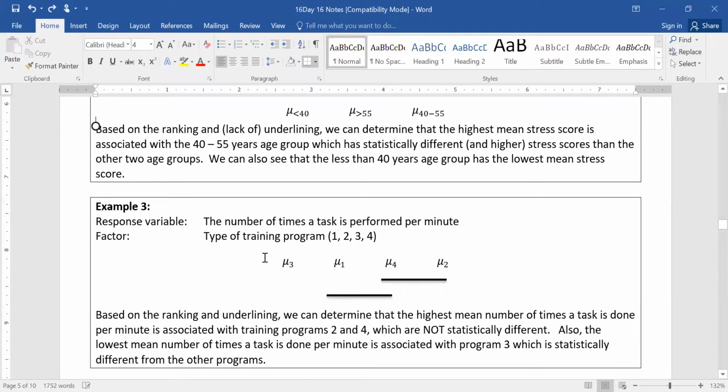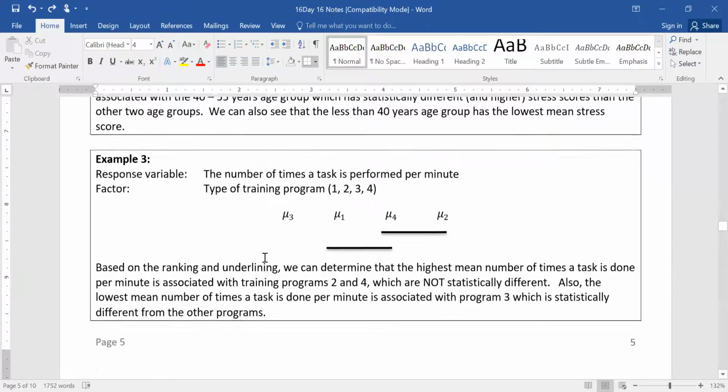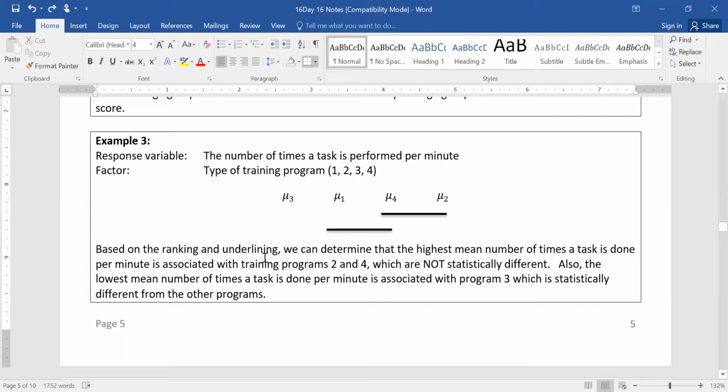Sometimes, you guys, I'm not going to lie, the conclusion is the hardest part of this whole process that we're working with, like the last class and this class, this follow-up conclusion, because there's not really a template for it. You actually have to write your own conclusion. You actually have to look at what you're studying and figure out what it means. So here in this last one, the number of times a task is performed per minute, and we have 4 different groups here for these different programs. Group 3 has the lowest time, and group 2 has the highest, right? And then 1 and 4 in the middle.